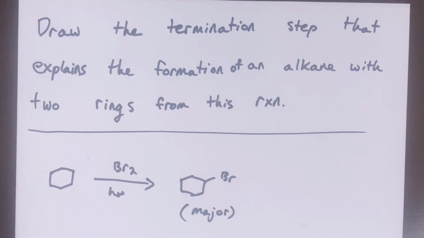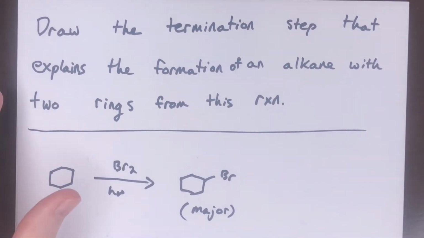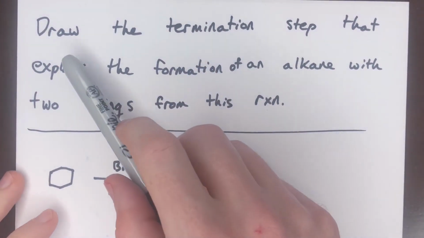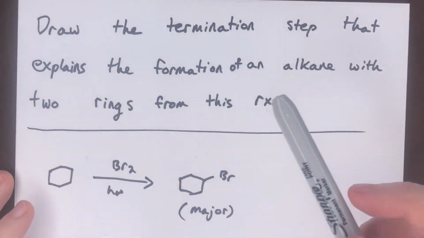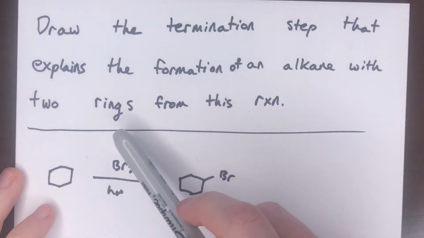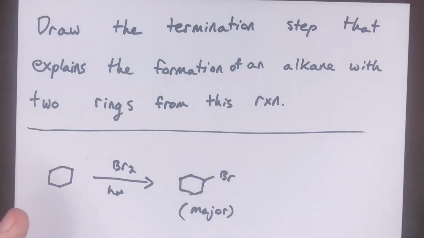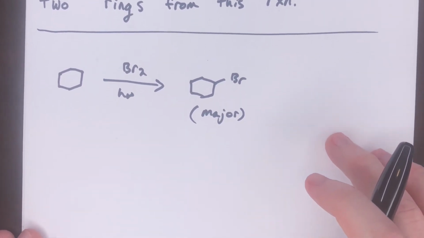Okay, here we have another question. This is a bit more challenging this time. We're asked about a specific termination step. So the question reads, draw the termination step that explains the formation of an alkane with 2 rings from this reaction. So again, we're asked about the specific termination step instead of a specific propagation step in this case.